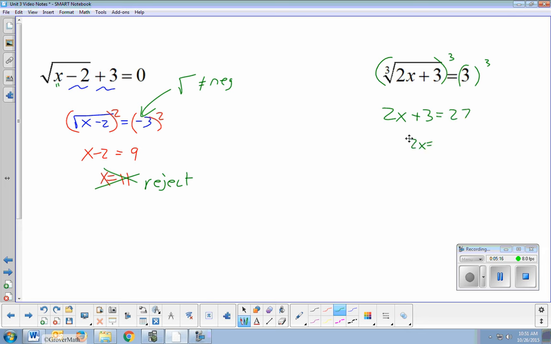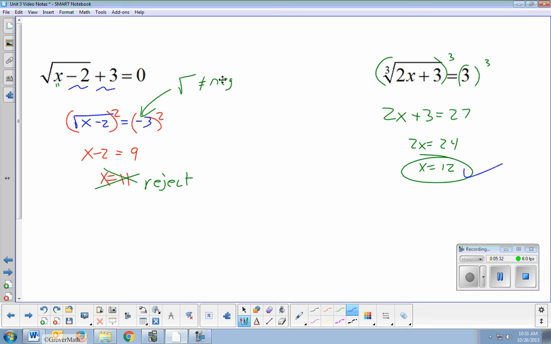Minus 3, and we're going to get 24, and x equals 12. And we've got to check that. 2 times 12, 24, plus 3 is 27. The cubed root of 27 is 3, so that does check out.